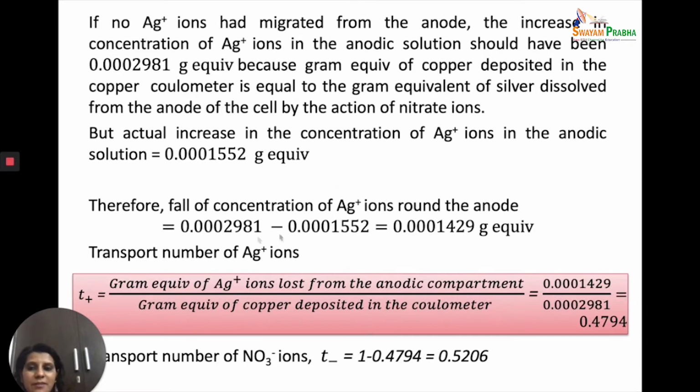Therefore, what is the fall of concentration of silver ions around the anode? We subtract the value of 0.0001552 from 0.0002981. So we get the fall in concentration of silver ions. So what is the transport number? Transport number is equal to gram equivalent of silver ions lost from the anodic compartment upon gram equivalent of copper deposited in the coulometer. So we just divide and we get the value of 0.5794. Now if we want to find out the transport number of the anion, we subtract this value of cation from one.